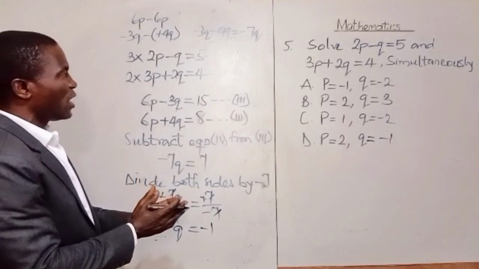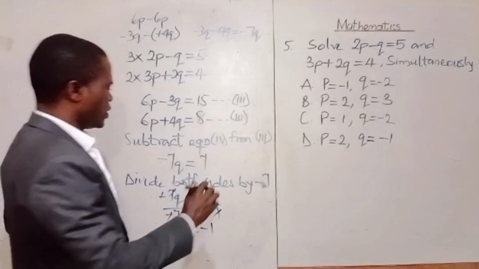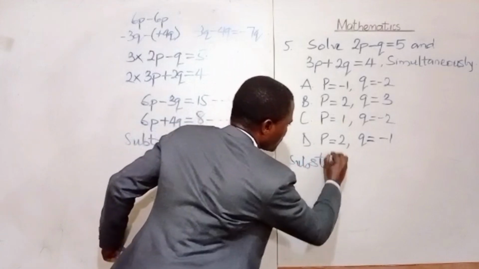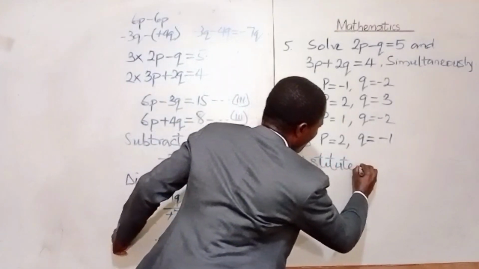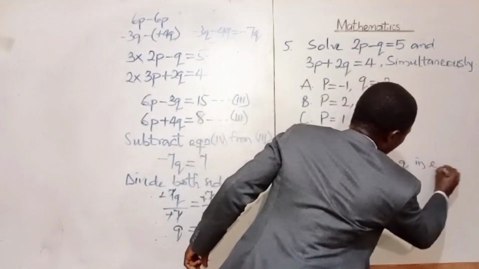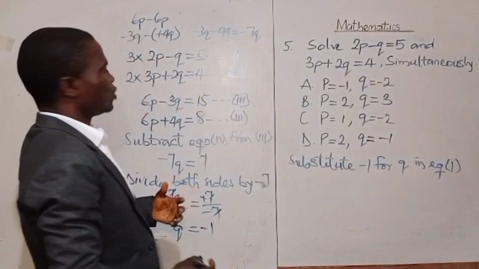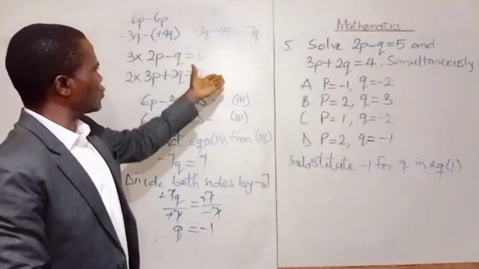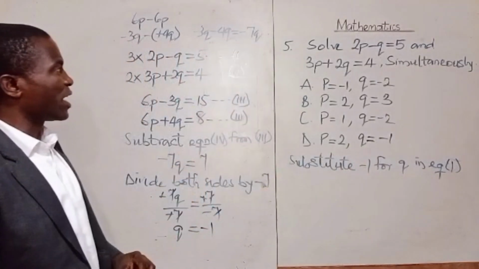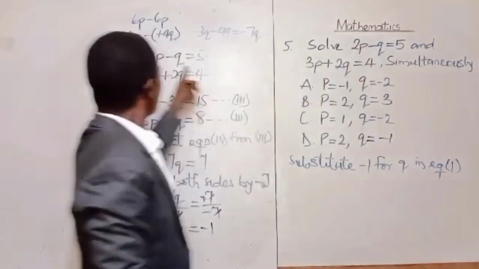So let's now look for the value of p. We are looking for the value of p and q at the same time. So we substitute minus 1 for q in equation 1. We can use any of the equations that we prefer. We can use equation 1, 2, 3, or 4 to substitute the value of q, and from there we get the value of p.